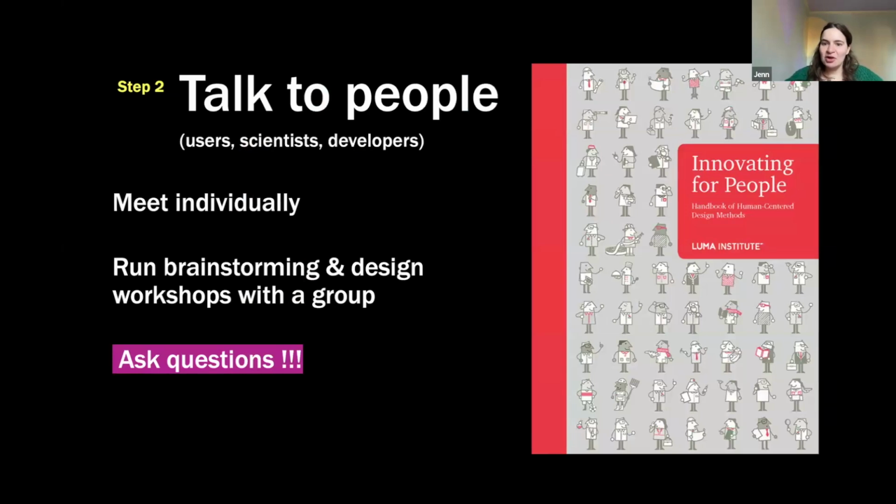The next step is that you talk to people. This is how you figure it out. The people that I talk to are our users, which are generally scientists. I also speak a lot to developers to figure out what we're actually capable of building technology-wise. And I have a few different ways that I go about gathering this feedback, which I'll go into detail later. But often I'll meet individually with people, or I'll run larger brainstorming sessions within a larger group of stakeholders. And the key thing is just to ask questions.